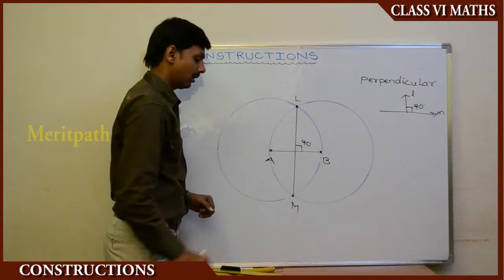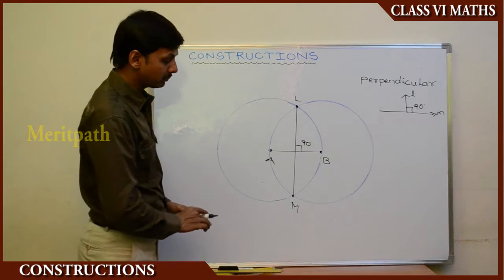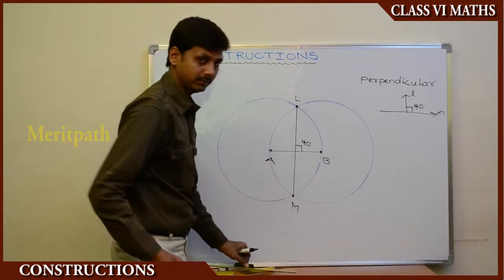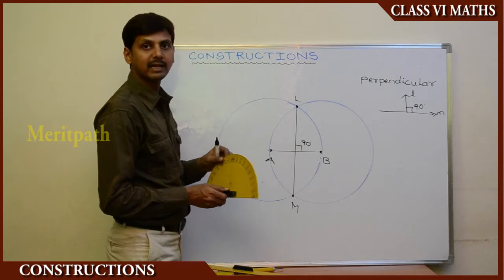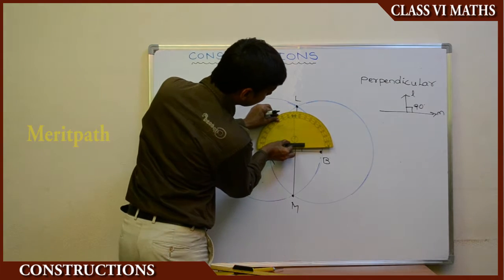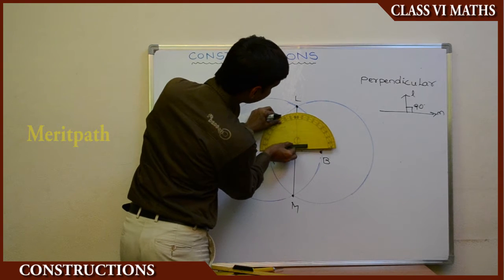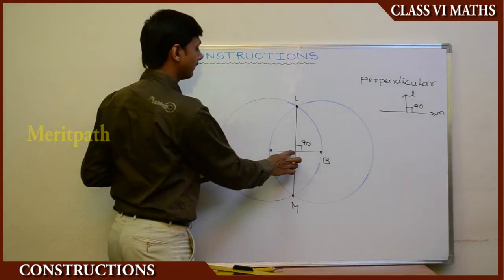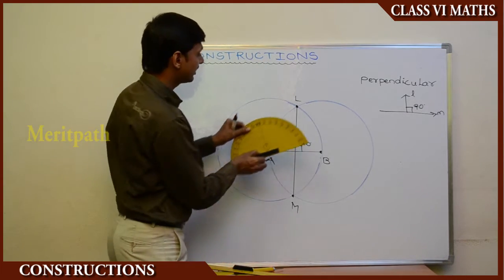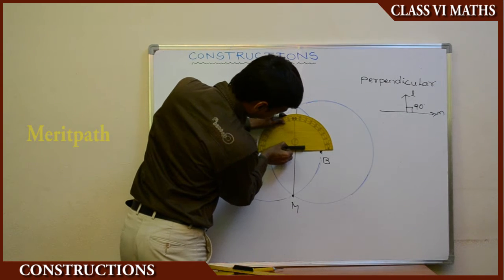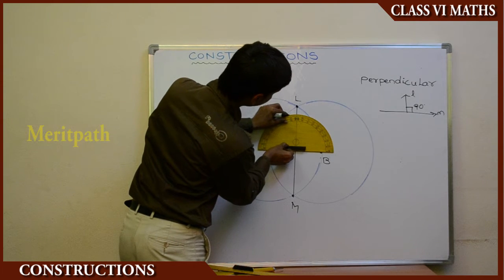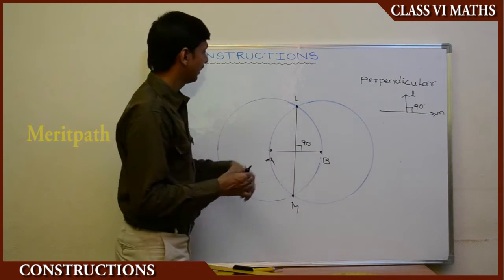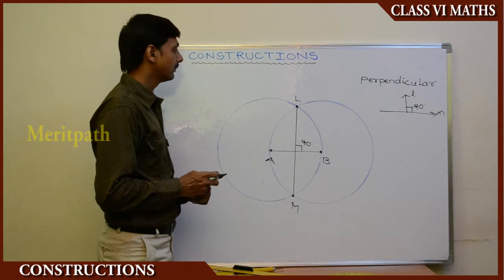So let's check with the protractor. Let's take the protractor and measure this angle. So it's exactly 90 degrees. The center of the protractor will be placed where the two lines are intersecting. So we placed it, and now it's exactly 90 degrees. So we can say LM is perpendicular to AB.